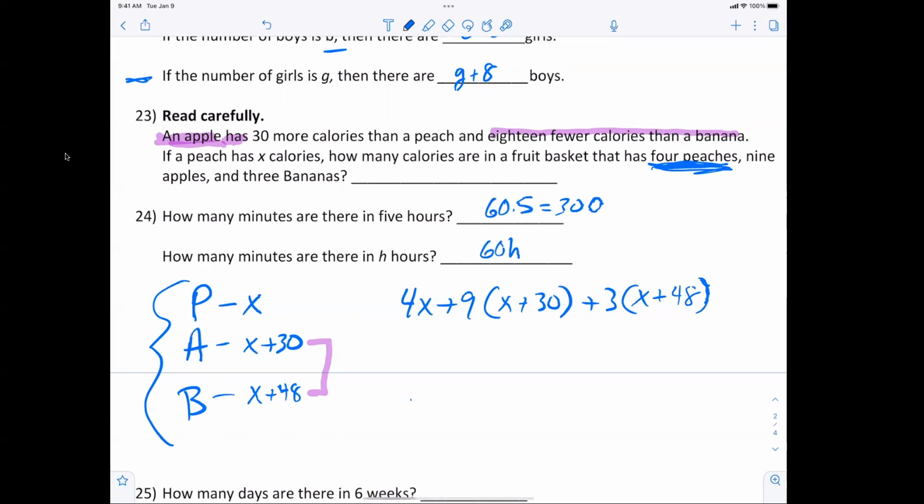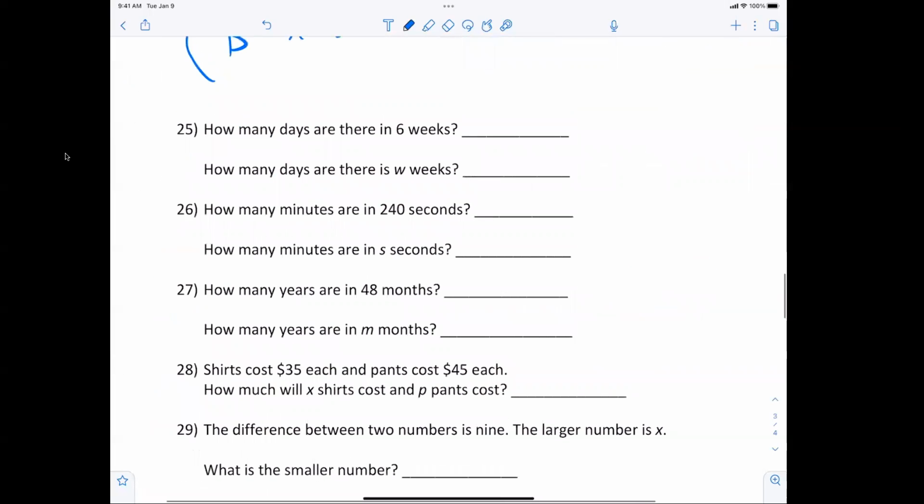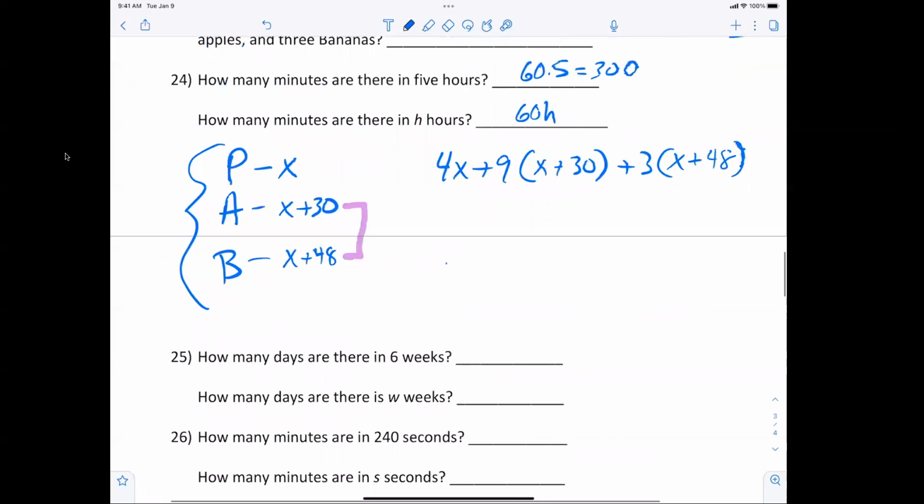Yes, so we would say 60H. Beautiful, beautiful, beautiful. All right, we're doing great. Okay, what? Yeah, tell me.